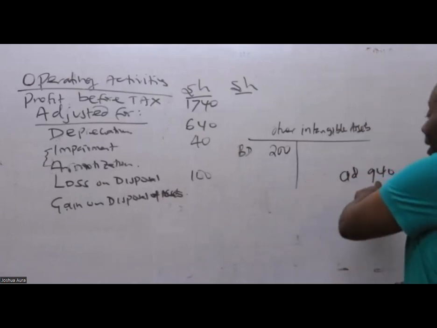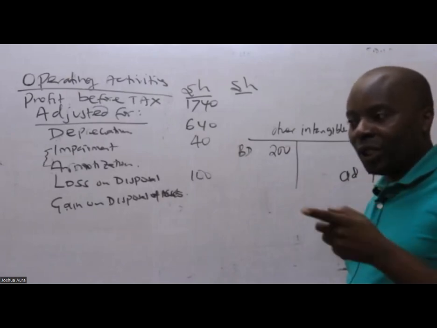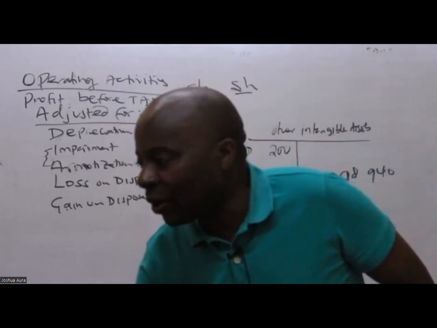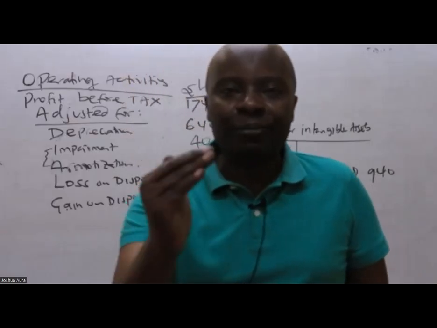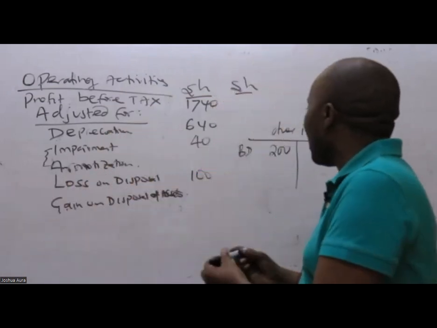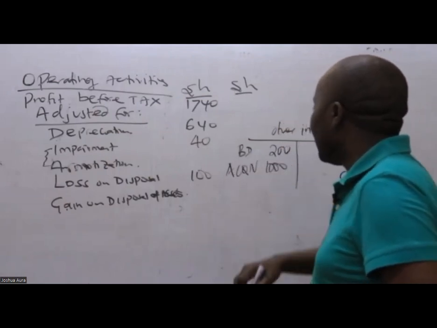Of course, when I see this thing increasing like this, somebody who understands FR very well will tell you that there must be an acquisition in between. So please try to look for a note talking about other intangible assets that were acquired. They've told us here other intangible assets acquired during the year amounted to $1 billion or 1,000 million. So when we acquire, if we paid for them, we credit bank and debit this asset here. So acquisition new will be a debit like that.